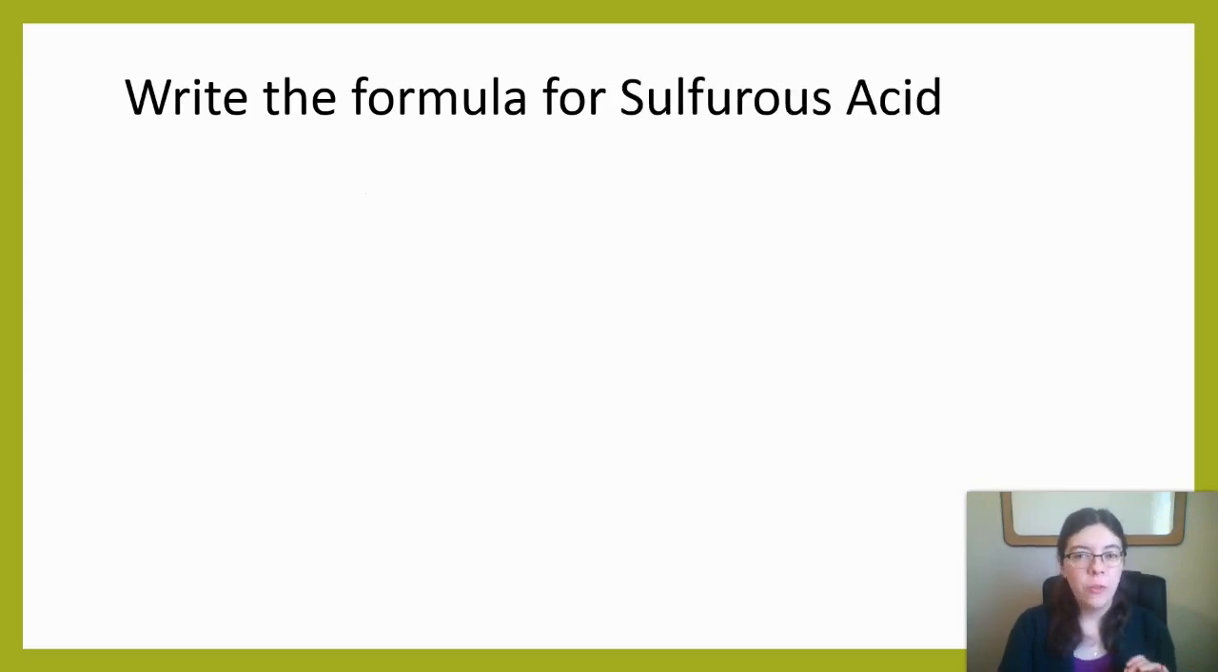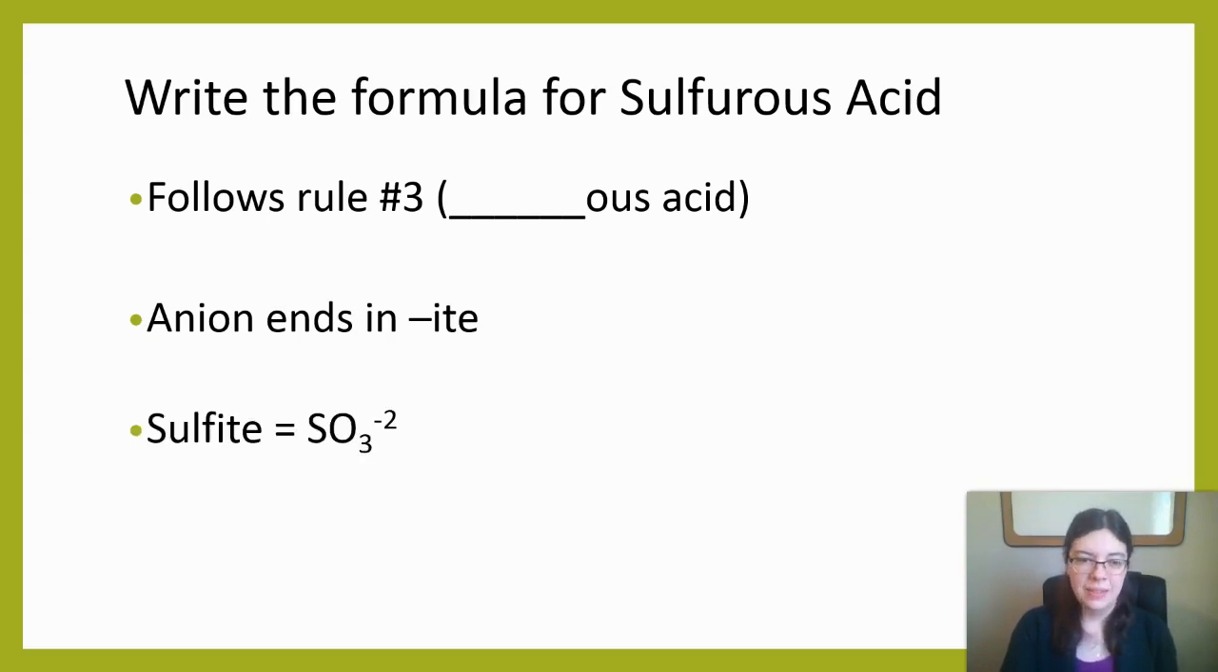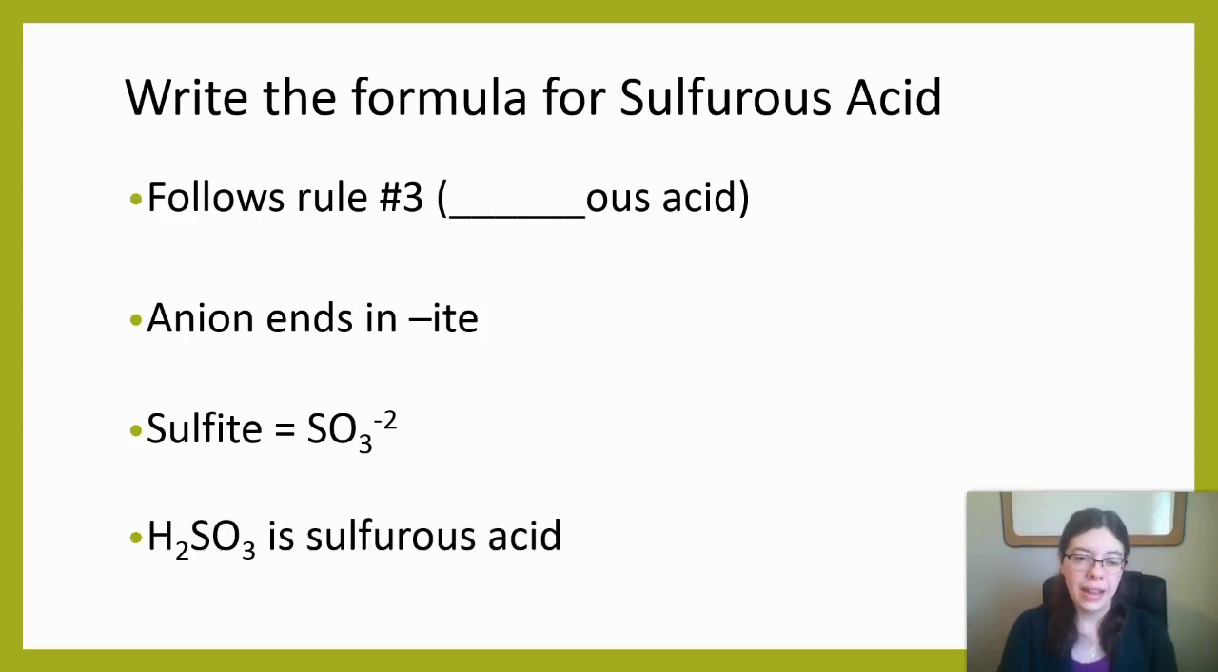The next one, sulfurous acid, ous. Okay, so "Sprite is delicious." That is rule number 3. In this case, we know the anion must end in ite. That means I have sulfite, because I take that stem, I add the ite. So SO3 minus 2. Now this time I have minus 2, so I'm going to need to add 2 hydrogen ions to balance it out. So H2SO3 is sulfurous acid.